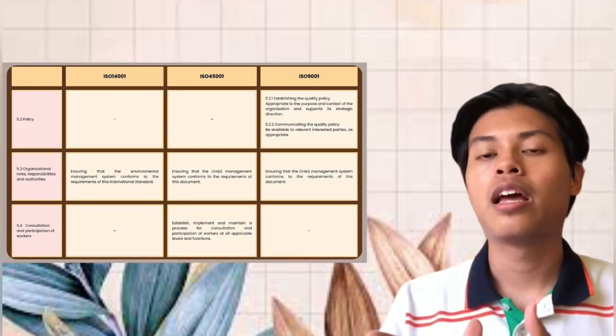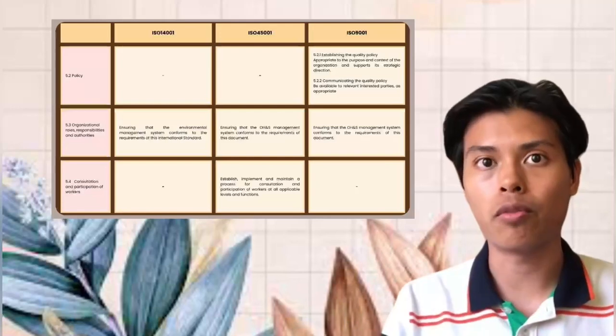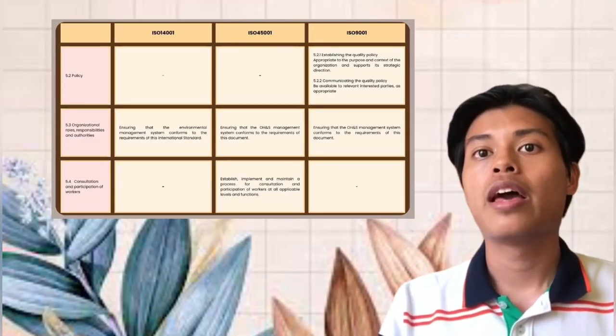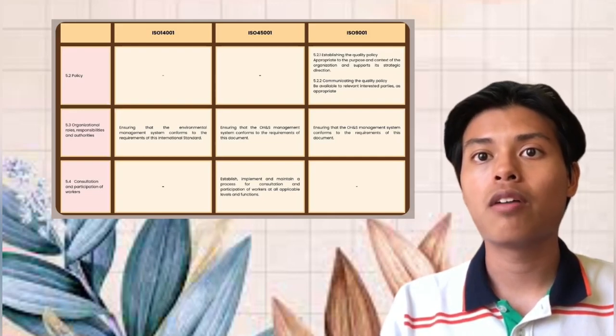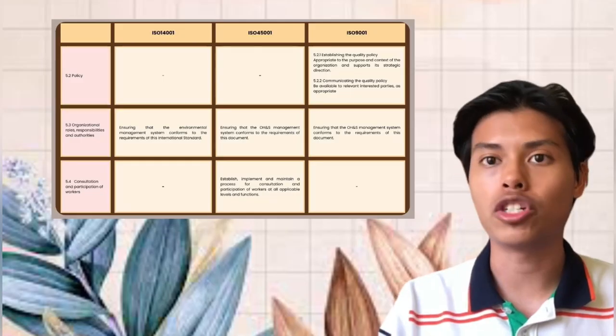And lastly, ISO 45001 has 5.4, which is consultation and participation of workers. It must establish, implement and maintain a process for consultation and participation of workers at all applicable levels and functions.